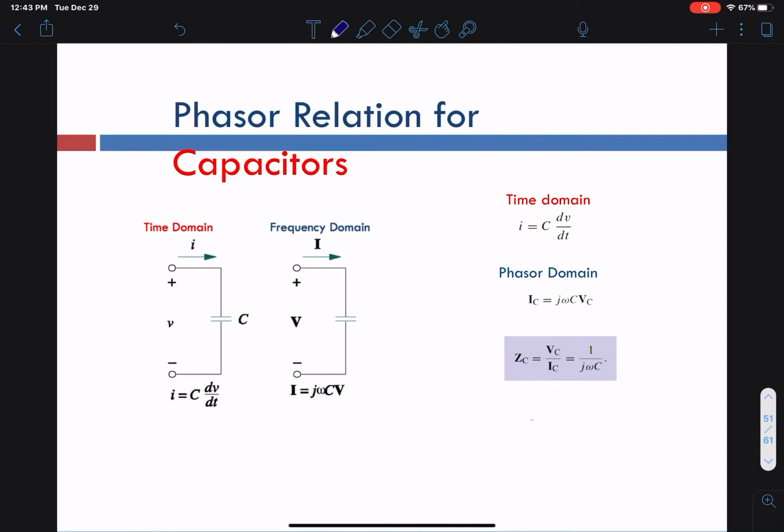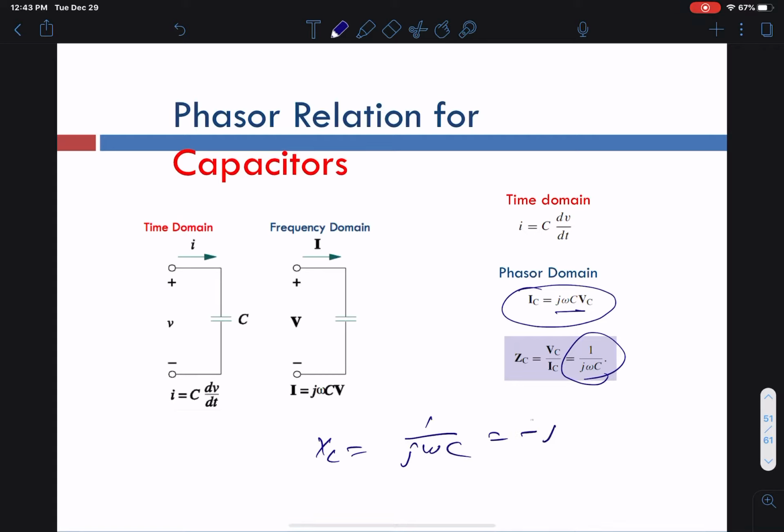Then for capacitance, I equals C dV/dt. If I use the same equation, your IC would be j omega C VC. Then if you try to find ZC, VC divided by IC is 1 over j omega C, or you can see XC would be 1 over j omega C, or negative j over omega C, right? So that is the three fundamental things over here. R is R, this real component, XL is j omega L, and XC is negative j over omega C.